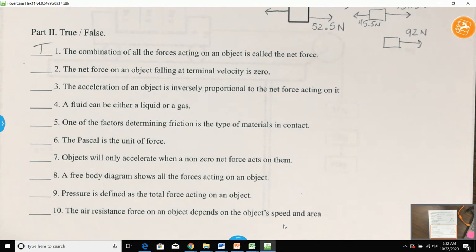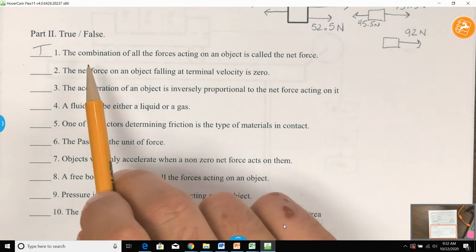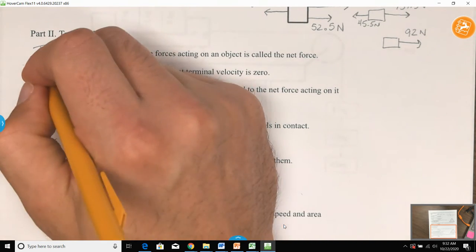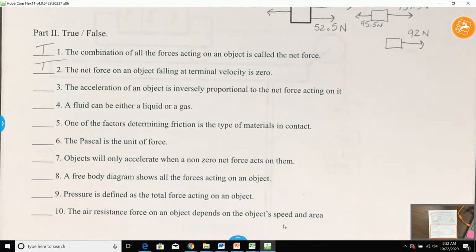The net force on an object falling at terminal velocity is 0. So remember, when something is falling at terminal velocity, that means it's reached its max speed. So it's no longer increasing its speed. So that means the velocity would be constant. If the velocity is constant, what does that mean the net force has to be? 0. So the net force of an object falling at terminal velocity is 0. That would be true.